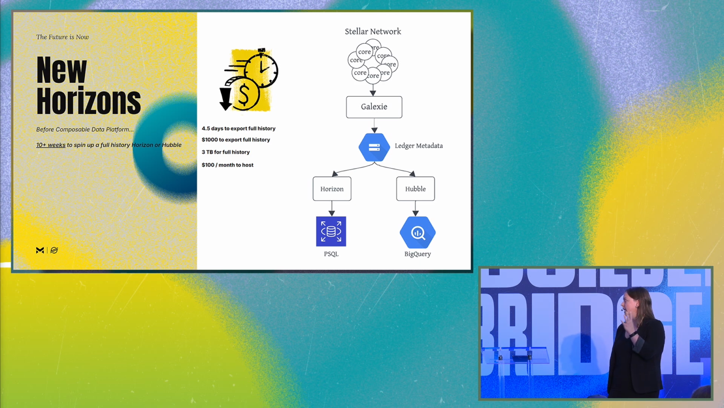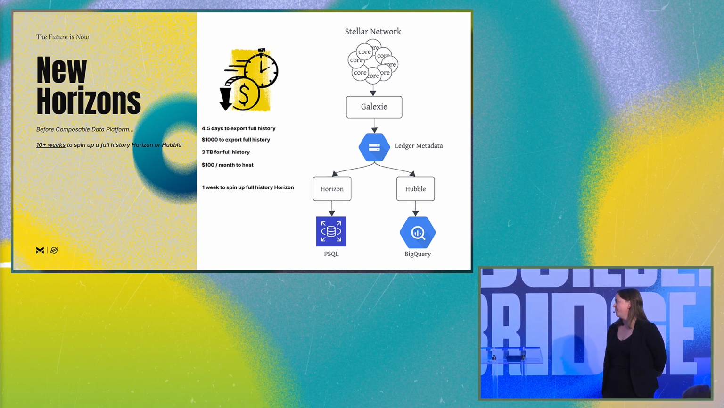Our products, Horizon and Hubble, can use this setup because, as I said, they wrap the ingest SDK. They can point to captive core, or they can point to GCS. So we did this for Horizon, and we're able to spin up a full history of Horizon in 1 week. So we got over 10 weeks down to 1 week. You can run this in parallel with your export. So basically a 10x improvement, which is crazy.